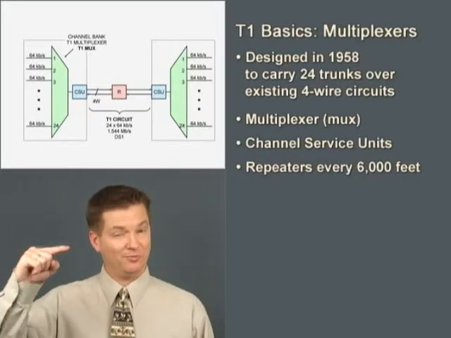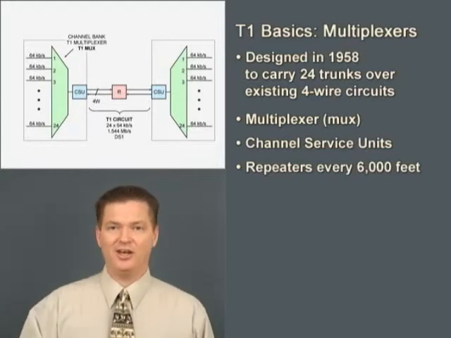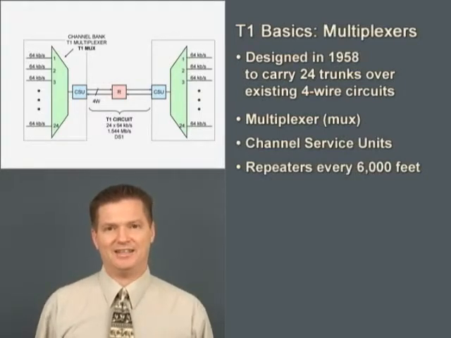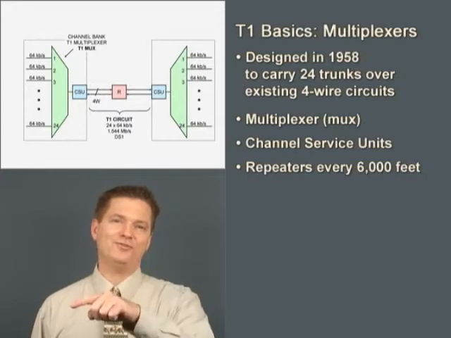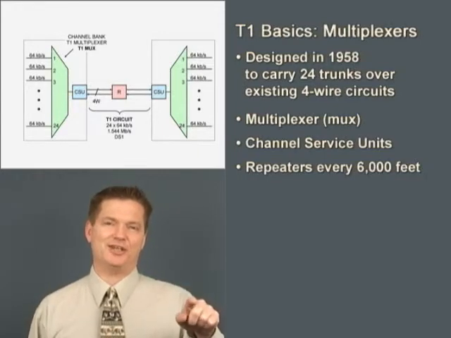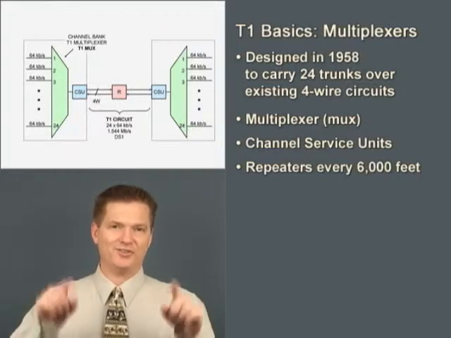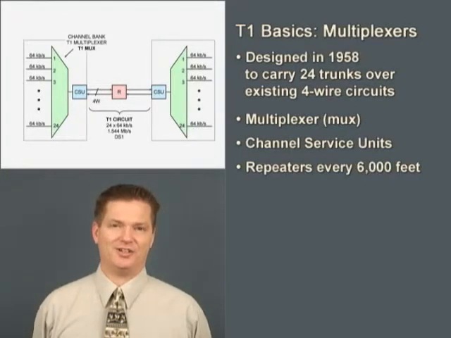We also have to move a byte from this input to that output, this one to that one, this one to that one. We have to move a byte from each input to each output 8,000 times per second. So it's going to move 24 bytes 8,000 times per second to the other multiplexer, so that each of those channels end up getting 64,000 bits per second.